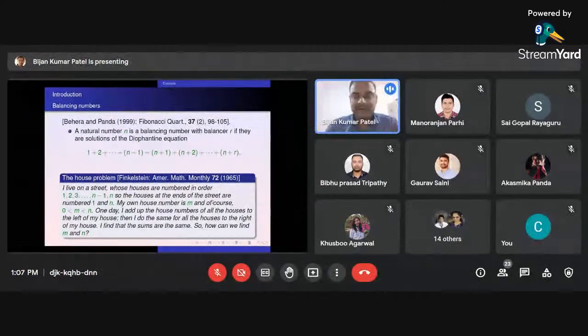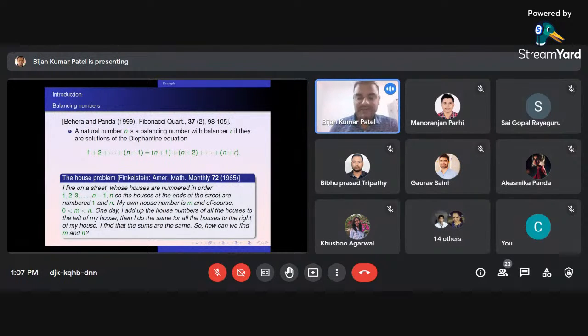So one day I add up the house numbers of all the houses to the left of my house, and then I do the same for all the houses to the right of my house. I find that the sums are the same. So how can we find m and n? Basically we are interested in the balancing numbers, as the solution of this problem is a balancing number.